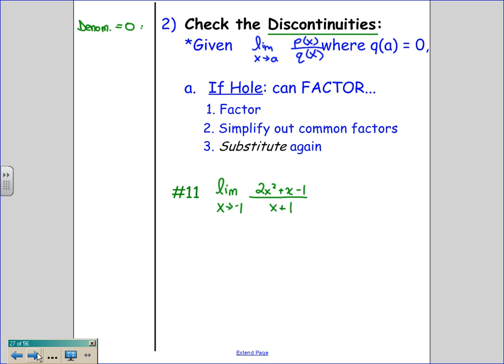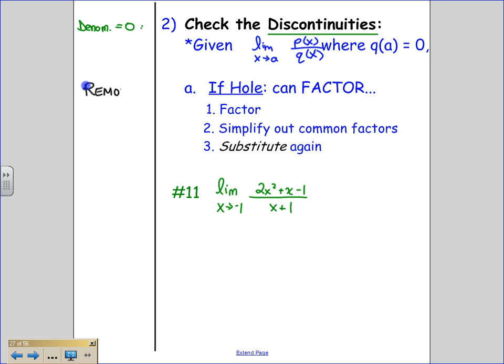I try to plug in. I still do step 1. I try to do direct substitution. I try to plug in. Uh-oh, I get a denominator of 0. If I look a little closer, if it's a hole, I can factor it out, and we call that a removable discontinuity.